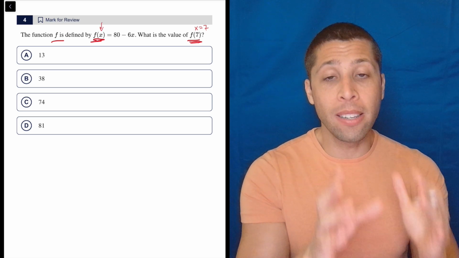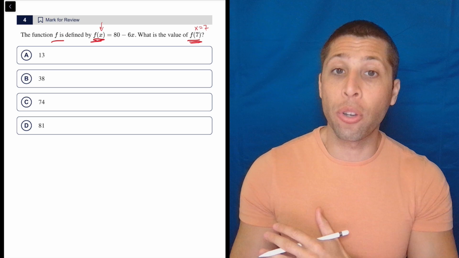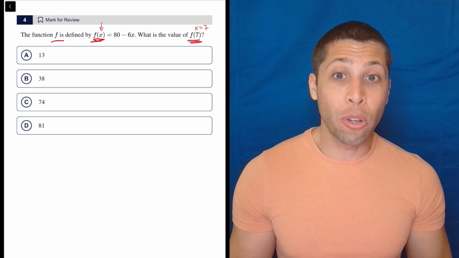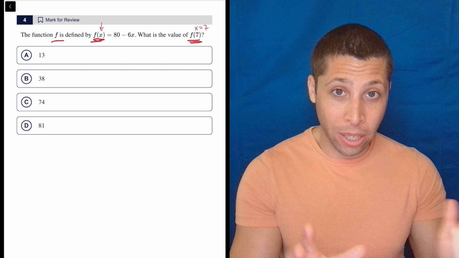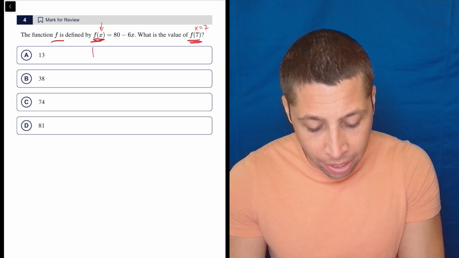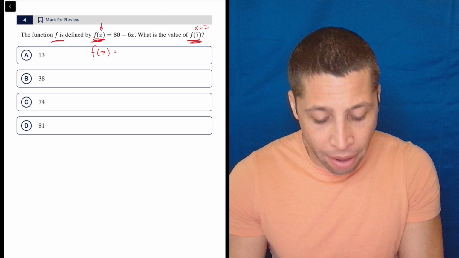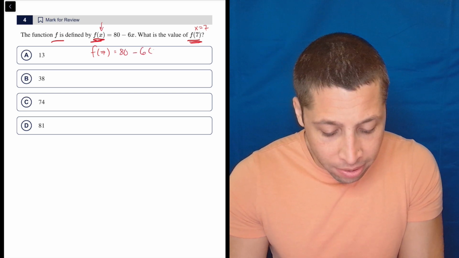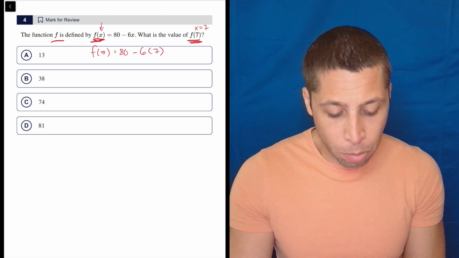If something's in that parentheses, that is your x, and you can just substitute that in for all the x's in the equation. You can even substitute other things that aren't numbers. We'll get to that in harder questions, but basically, if we have this here, all we're being asked to do is, what is f of 7? F of 7 is equal to 80 minus 6 times 7.